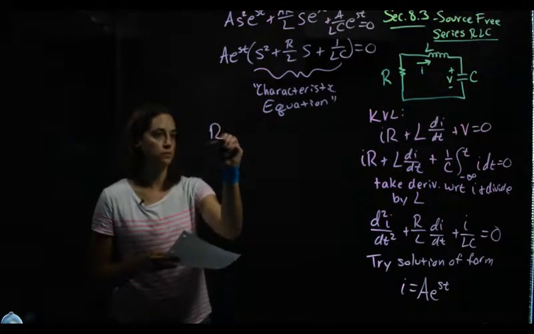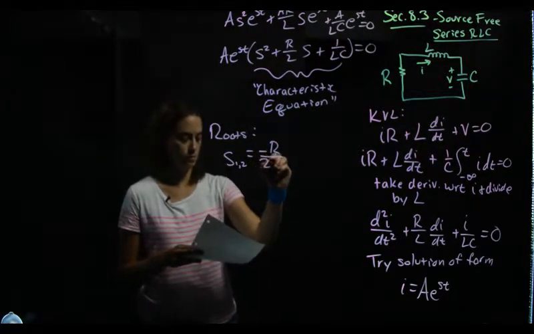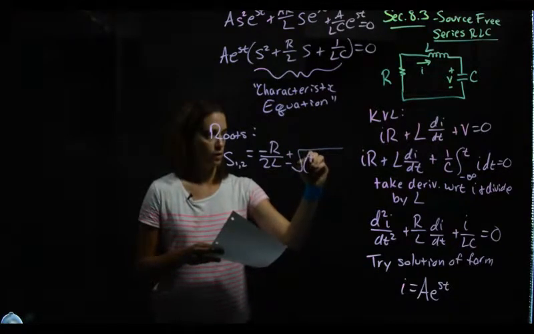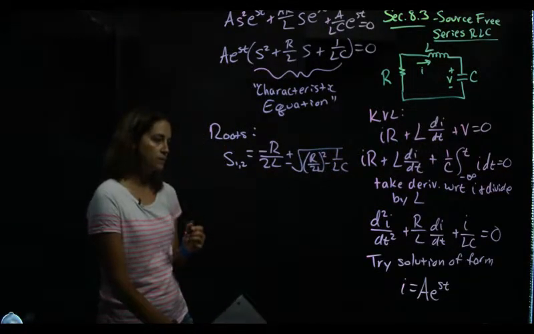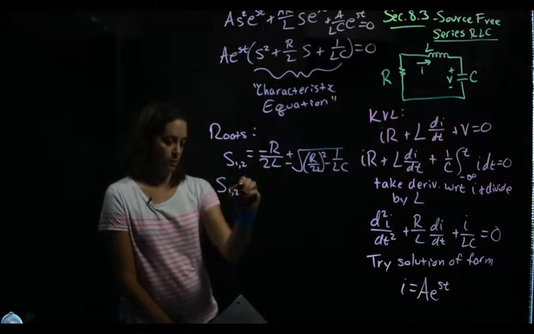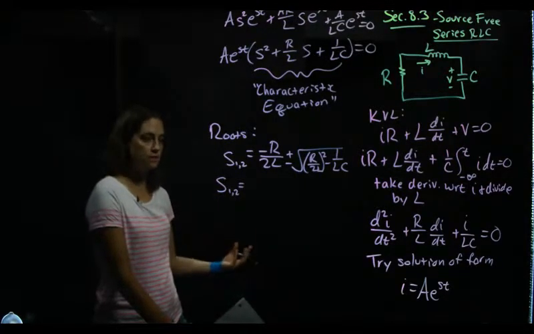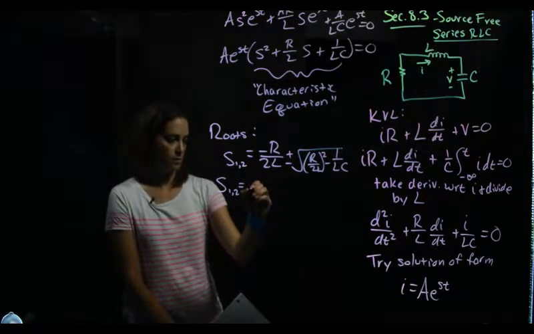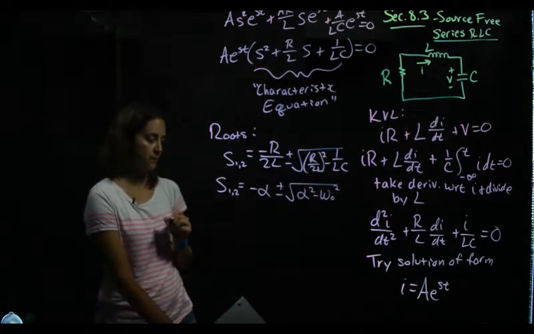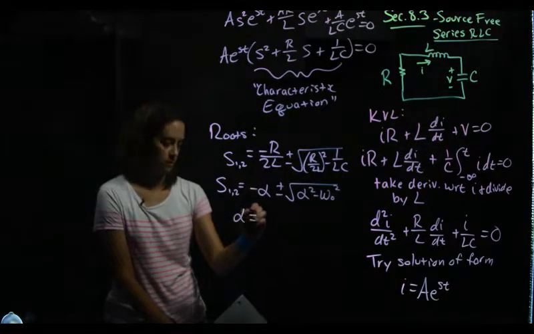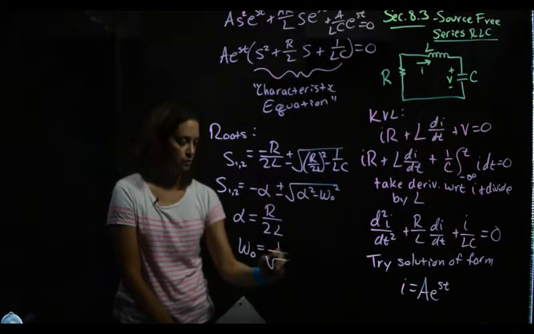What are the roots? So I want to find our roots. We have s1 and s2 equal to minus R over 2L plus or minus the square root of (R over 2L) squared minus 1 over LC. And we can write this easier by using alpha and omega naught. Alpha is called our Neper frequency. Omega naught is our resonant frequency. We write minus alpha plus or minus the square root of alpha squared minus omega naught squared. We call alpha and omega naught our natural frequencies together. Alpha is R over 2L, and omega naught is 1 over the square root of LC.